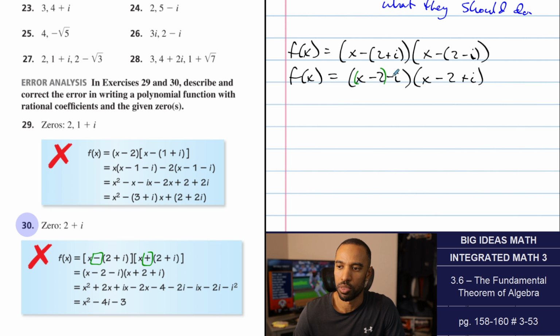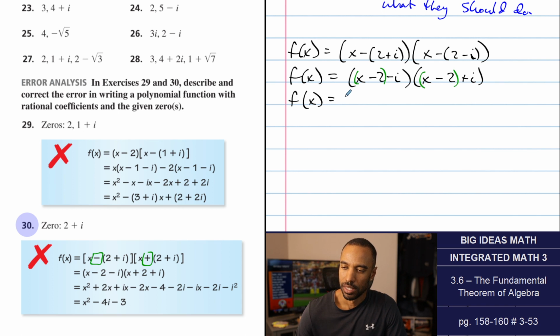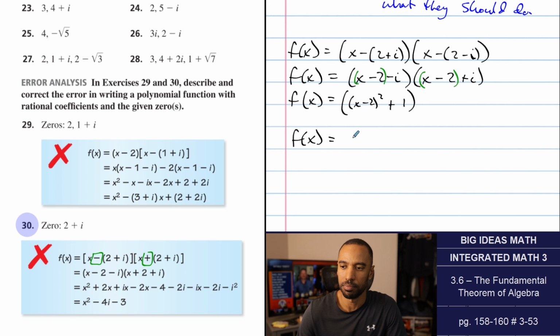We got x minus 2 in both of these as our a. Minus i and plus i is your minus b plus b. And this becomes a squared minus b squared. If you've noticed, what happens is x minus 2 squared, and this becomes plus 1, because this is minus i squared, and i squared is negative 1. So we are going to add 1 to this result. We don't even need a second set of parentheses. This is x squared minus 4x plus 4 plus 1, which is x squared minus 4x plus 5.